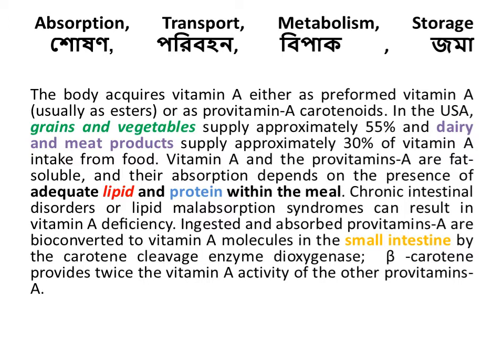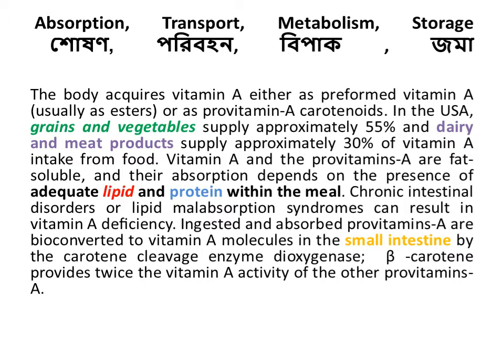In the USA, grains and vegetables supply approximately 55% and dairy and meat products supply approximately 30% of vitamin A intake from food. Vitamin A and the provitamins A are fat soluble and their absorption depends on the presence of adequate lipid and protein within the meal. Chronic intestinal disorders or lipid malabsorption syndromes can result in vitamin A deficiency.